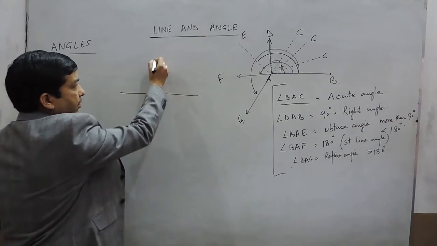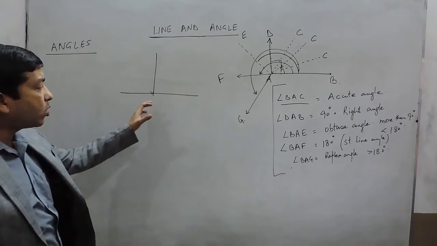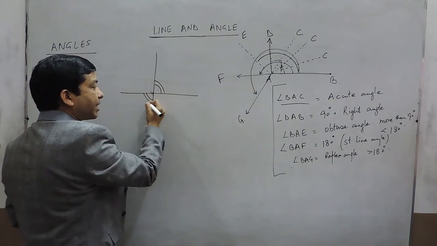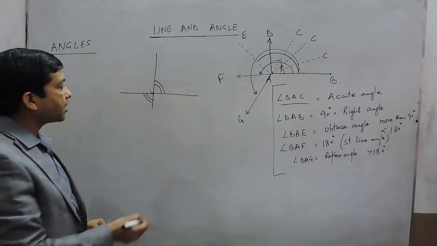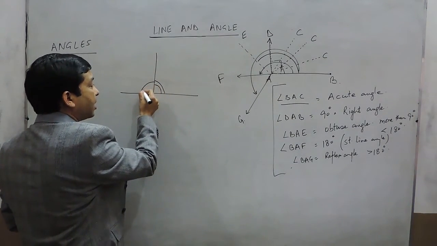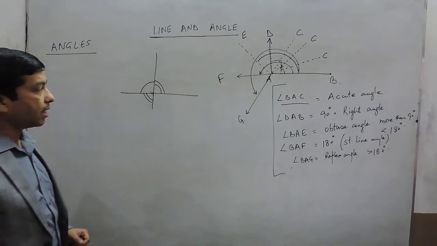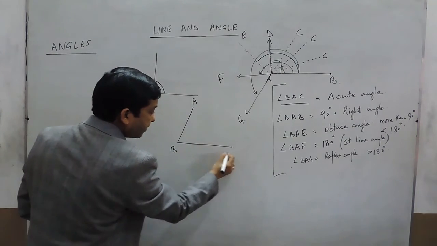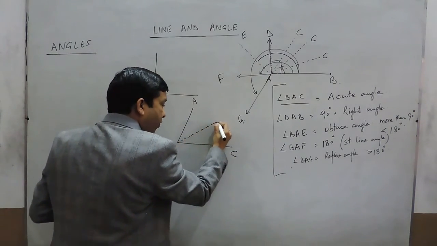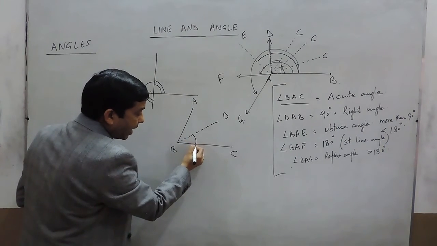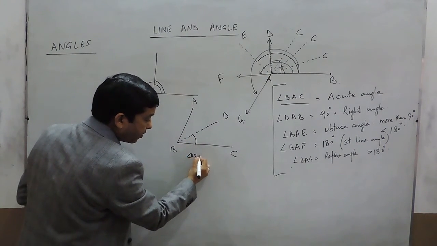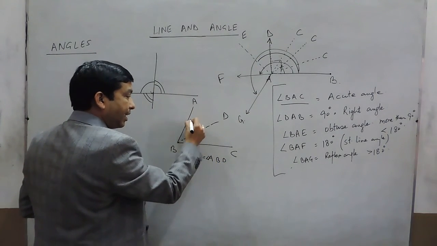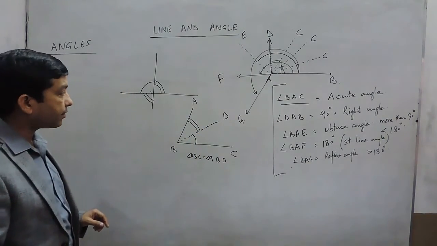Now, besides this, when we make two lines which cut each other, the angles which we make on the opposite sides are known as vertically opposite angles, while the angles which we make on the same side are known as adjacent angles. When we talk about an angle like ABC and we draw a line D in between, then angle DBC and angle ABD are adjacent angles to each other.